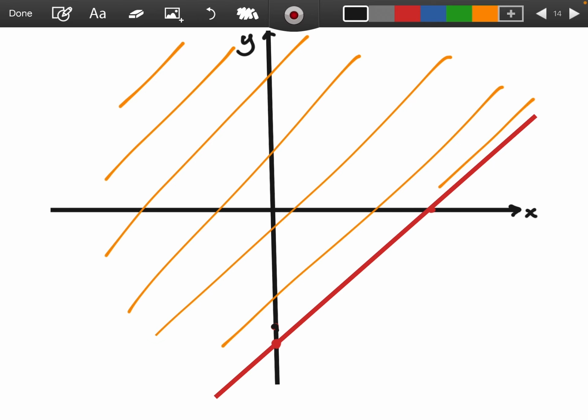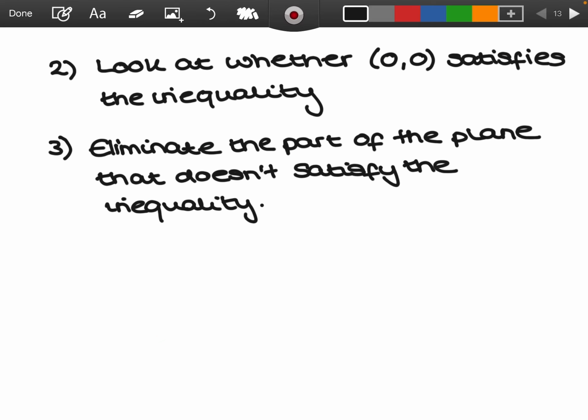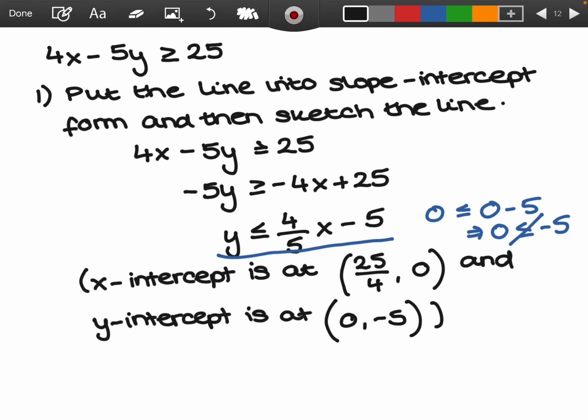So here we see that everything below this line would satisfy the inequality, and also including the line, because in this case we had a less than or equal to. So anything that's on the line will also satisfy this inequality.